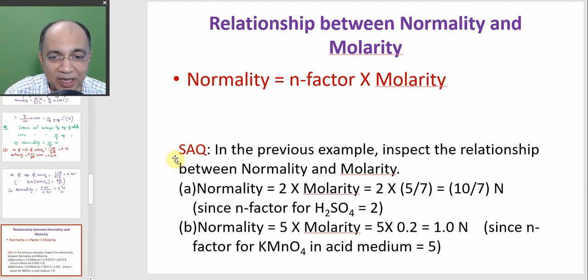So these self-assessment questions you do. In the previous example, inspect the relationship between normality and molarity. Normality is 2 into molarity. 5 by 7 we got molarity and multiplied by 2, the N factor will give you normality. Similarly, in the second question, the molarity was 0.2 and the N factor of KMnO4 as an oxidant in acidic medium is 5, so 1 N since N factor is 5.